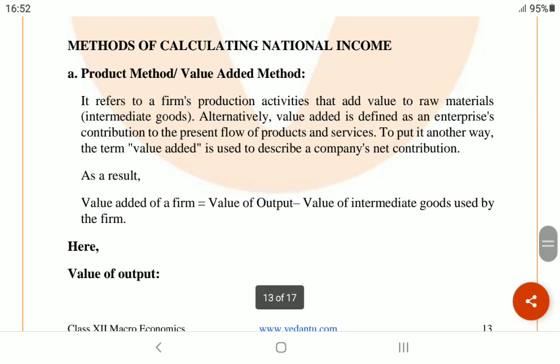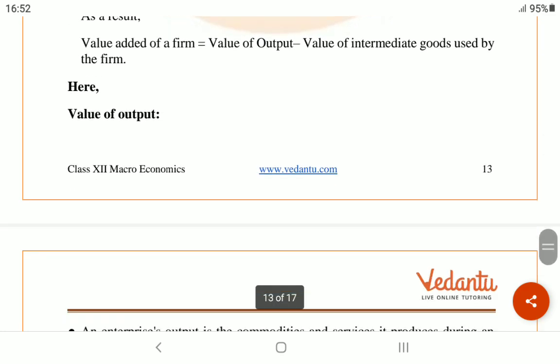Next, the method of calculating national income: the product method or value added method. In this product method, it refers to a firm's production activities that add value to raw material. Alternatively, value added is defined as an entrepreneur's contribution to the current flow of products and services. As a result, value added of a firm is equal to value of output minus value of intermediate goods used by the firm. This is the formula for the product method or value added method. Anything, they may ask for 1 or 2 marks.